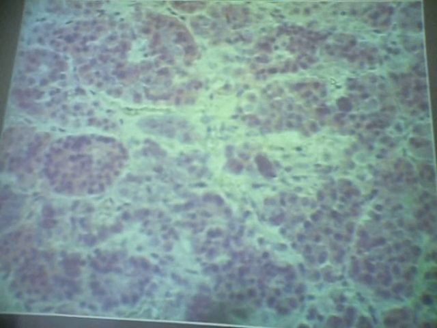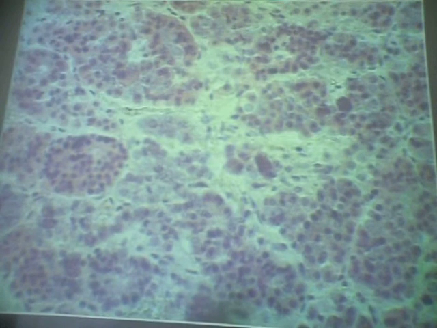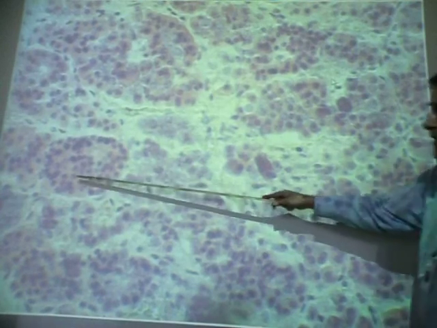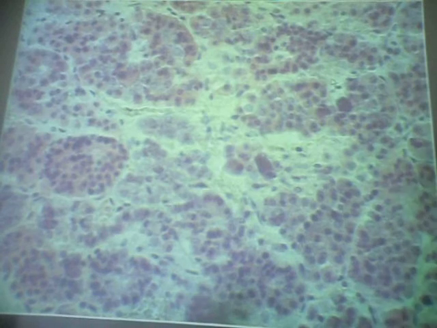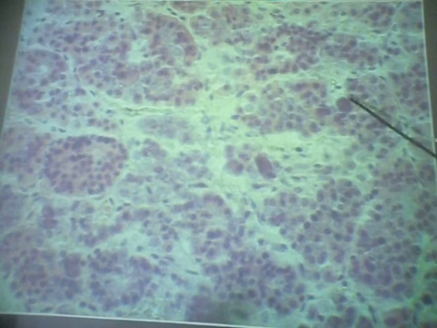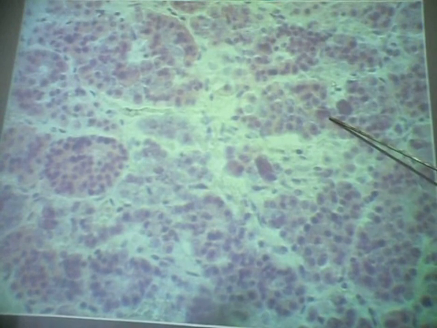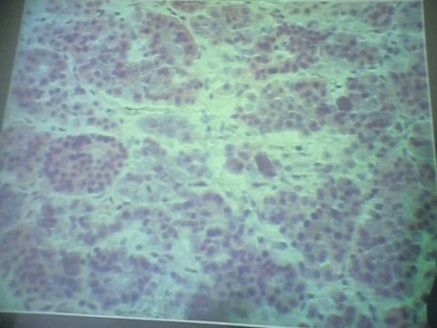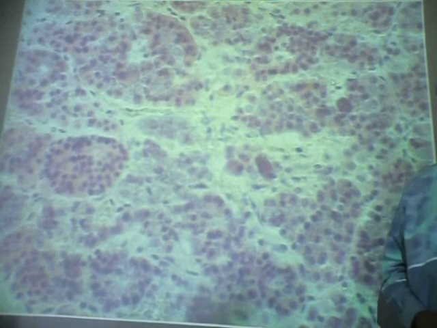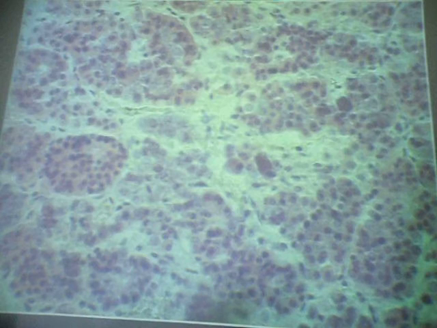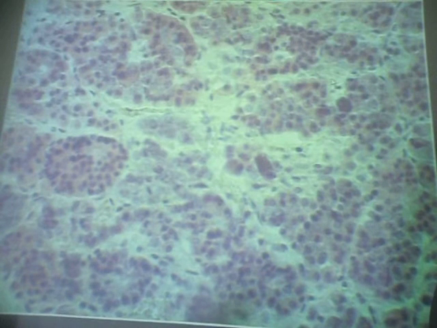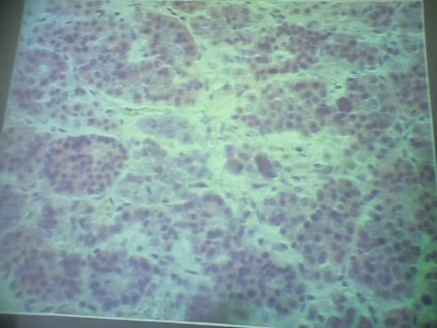And we can see here, the cells that have kind of a pink stained cytoplasm, these are called acidophil cells. The other cells with this dark purple cytoplasm, again, not the nucleus, but the cytoplasm, these are called basophil cells. I don't call them basophils. They are not white blood cells. They are basophil cells, specific cells in the anterior pituitary.